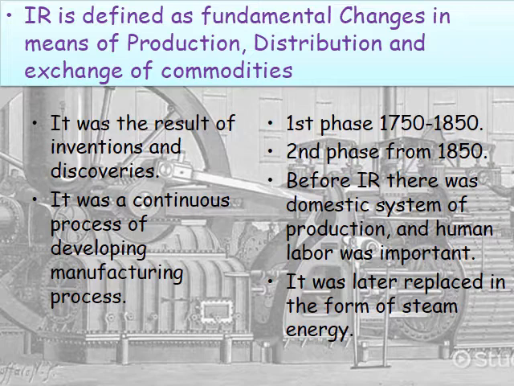Before the Industrial Revolution, a domestic system of production had existed, wherein goods were produced on a small scale with the help of hand-operated machines, according to the needs of the people in the local market. In this system of production, human labor was the most important component. But the Industrial Revolution had completely changed this system, mainly because human energy was replaced with a new and more powerful motive force in the form of steam energy.